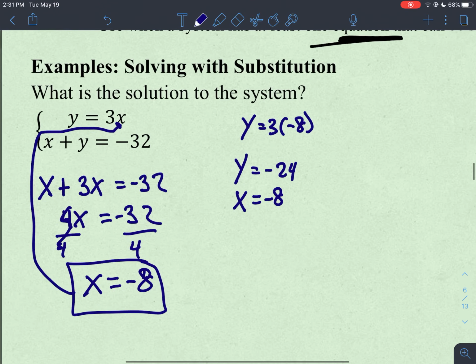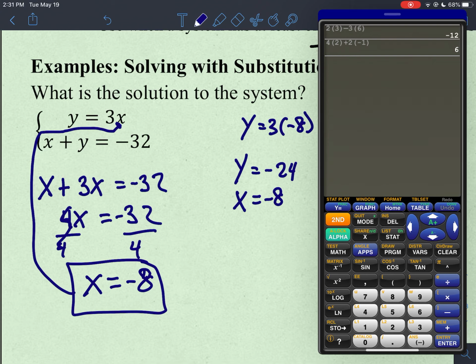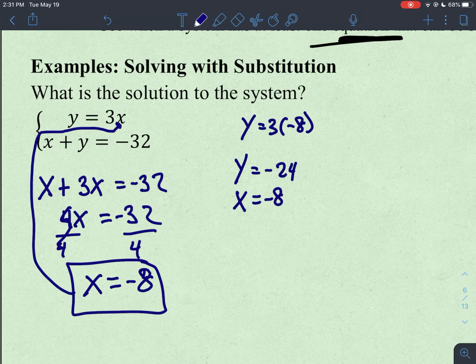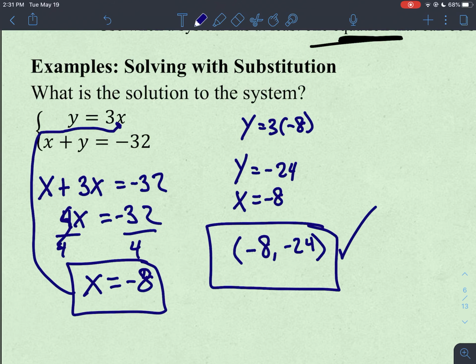We can just verify this real quick to make sure it's true. Plug it in the other equation there. So I've got negative 8 as x, so negative 8 plus negative 24, and it comes out as negative 32, so it checks out. Write it as an ordered pair, negative 8 comma negative 24, and you are done. Checked and verified.